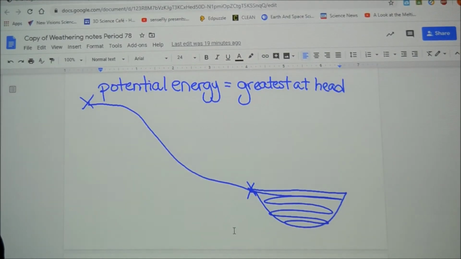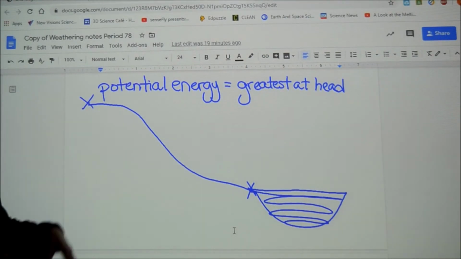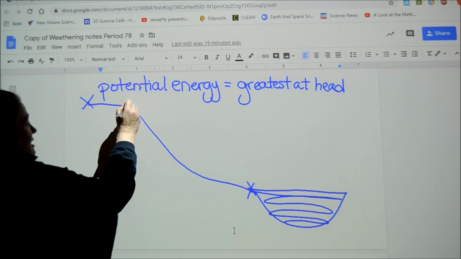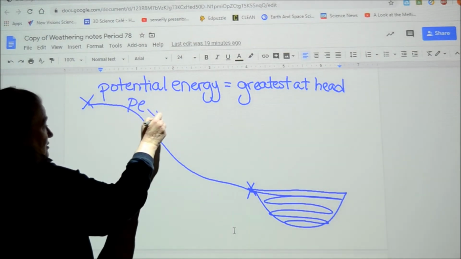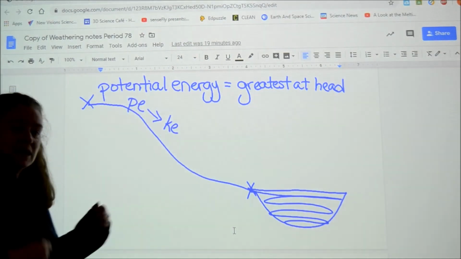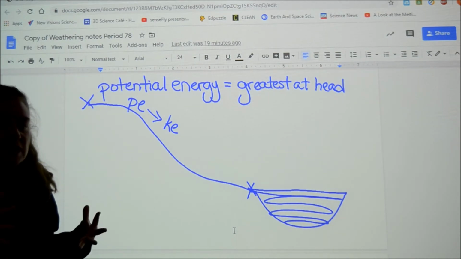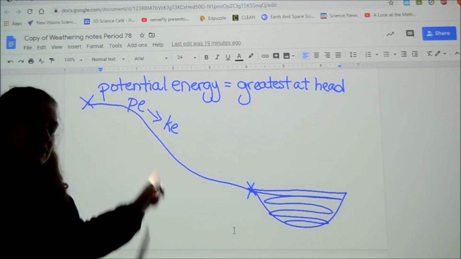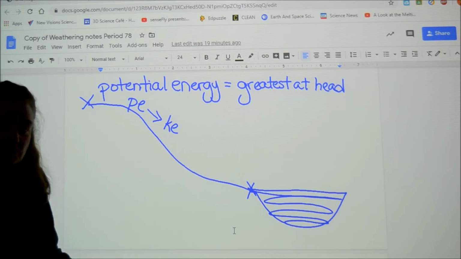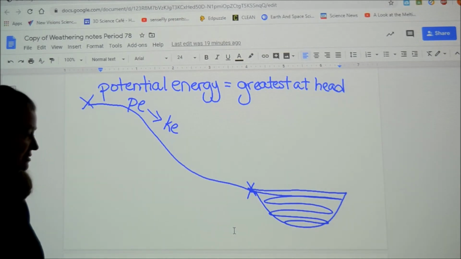All right, what's going to happen is, as I leave the head, my potential energy is going to turn into kinetic energy. When is it moving the fastest? When it has the greatest kinetic energy. Usually with this one, I'm looking at a steeper slope. The steeper the slope, the faster it moves.